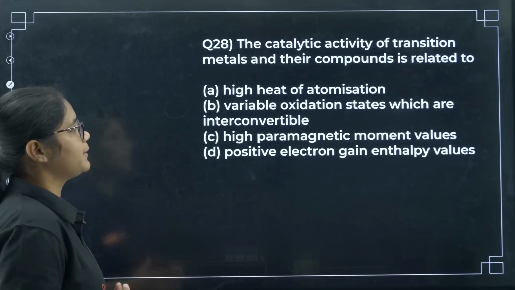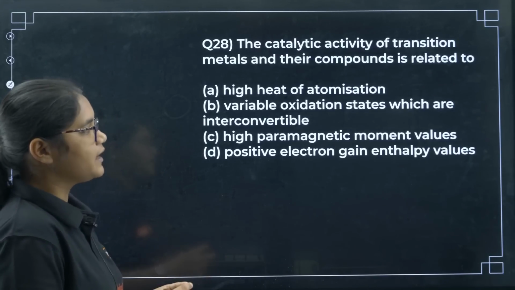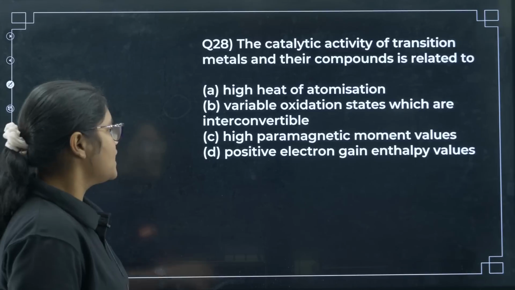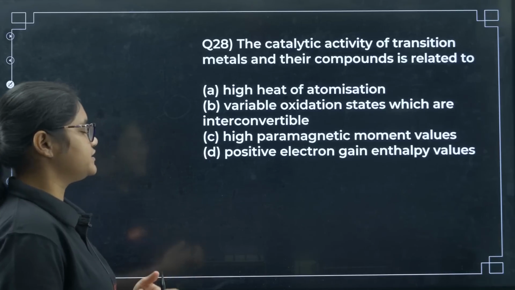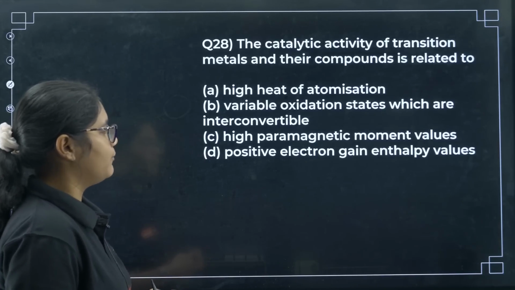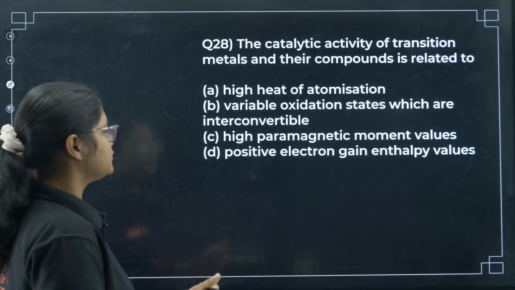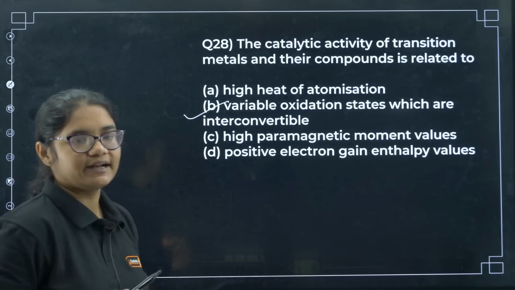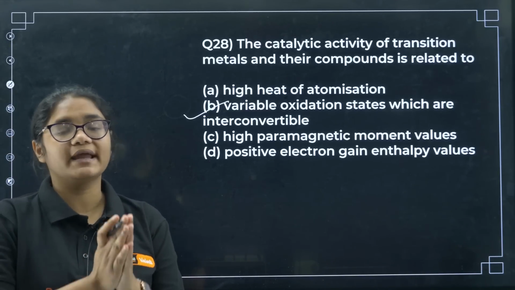Next we see question number 28. The catalytic activity of the transition metals and their compounds is related to high heat of atomization, variable oxidation states which are interconvertible, high paramagnetic moment values, positive electron gain enthalpies. So it is due to the variable oxidation states, so that it is interconvertible and it helps to make complexes with the elements.